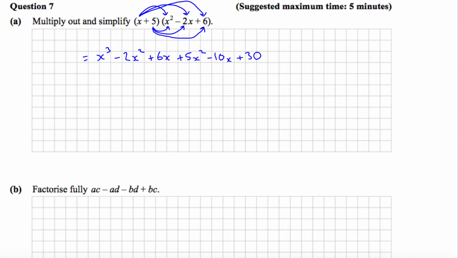Okay, so that's the multiply out bit. Now I'm going to simplify. So I have one x³ term. I've got −2x² and positive 5x². I've got a 6x and a −10x, so they're the ones I'm going to be able to combine. So the x³ will just remain. −2x² and 5x², that's positive 3x². 6x minus 10x gives us −4x. And then I still have my positive 30 at the end. So my answer is x³ + 3x² − 4x + 30.